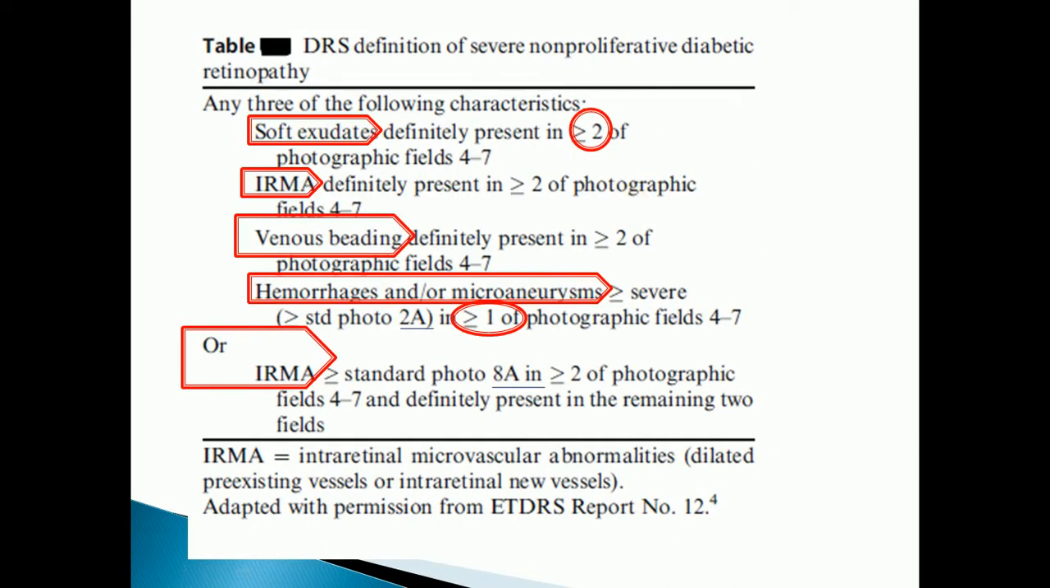The DRS definition of severe NPDR had any three of the following characteristics: soft exudates definitely present in more than two of photographic fields 4 to 7, intraretinal microvascular abnormalities definitely present in more than two of the photographic fields 4 to 7, venous beading definitely present in more than two of the photographic fields 4 to 7, hemorrhages or microaneurysms greater than or equal to severe, that is standard photograph 2A, in more than one of the photographic fields 4 to 7, or the edema greater than standard photo 8A in more than two of the photographic fields 4 to 7 and definitely present in the remaining two fields.